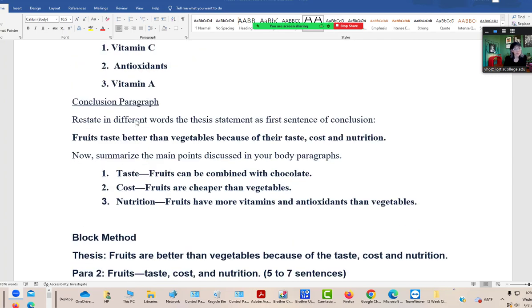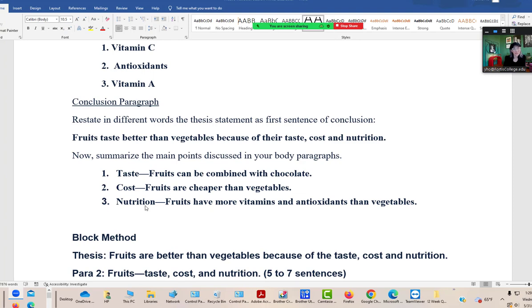And then in your conclusion paragraph, you restate in different words the thesis statement as the first sentence of the conclusion. So then I didn't paraphrase it, but you can paraphrase it, and you would write fruits taste better than vegetables because of their taste, cost, and nutrition. And then you summarize these main points in your body paragraphs: taste, cost, and nutrition.